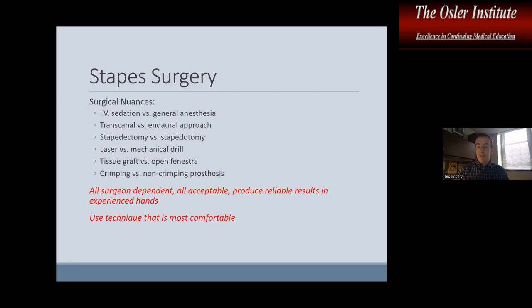Lasers are oftentimes utilized for these small fenestra surgeries, where you can use lasers for vaporizing the stapedius tendon and parts of the superstructure, as well as in creating your fenestra. And then there's a variety of tissue grafts that may be utilized and different variations on the prostheses as well.